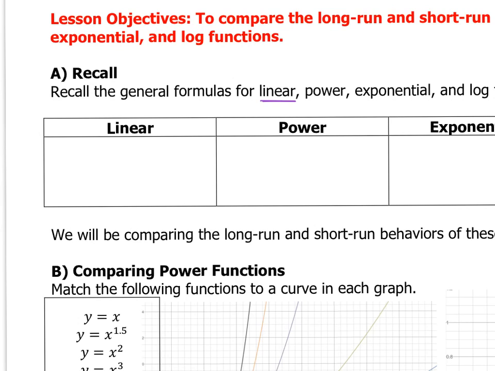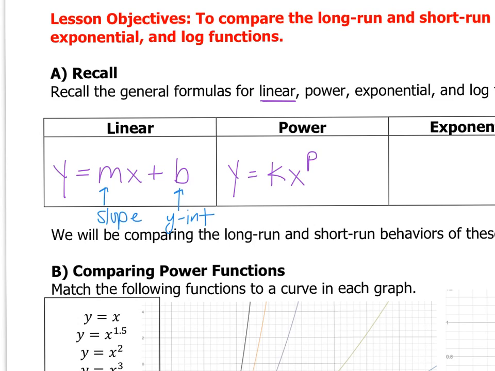First, our linear function, we should all be very familiar with that. That's our basic y equals mx plus b, where we know that m is our slope, b is our y-intercept. Looking at our power function, this is the type of function we started this current unit with. This is our y equals k times x to the p, and we know that both k and p are some constant.